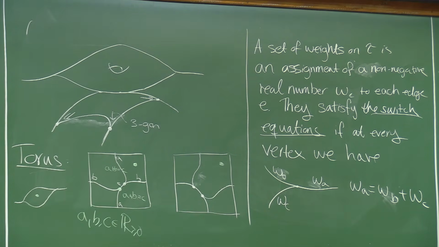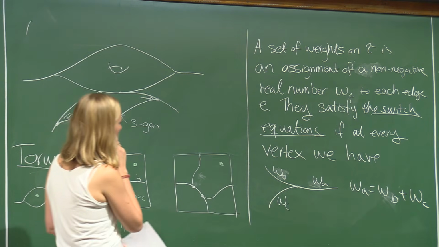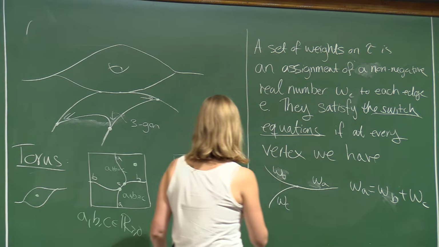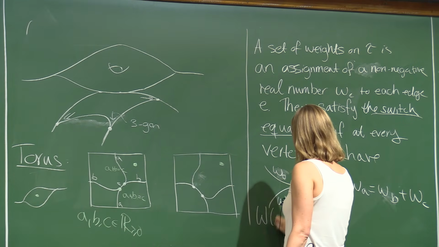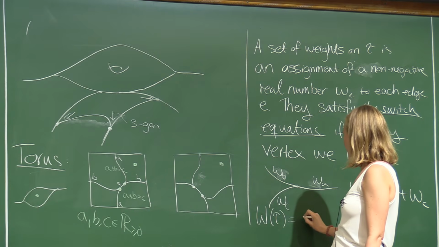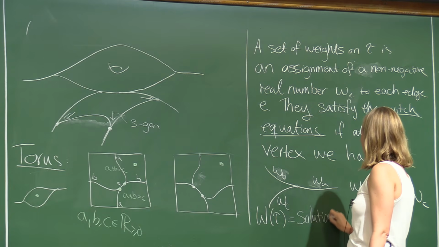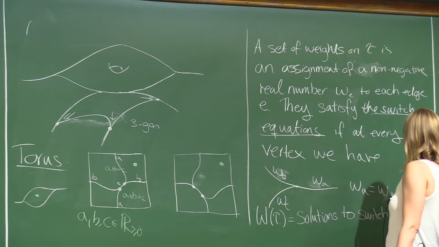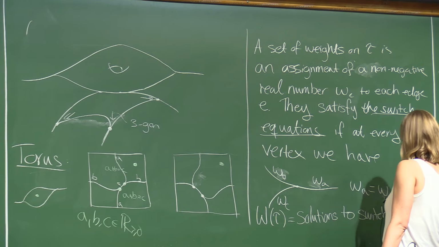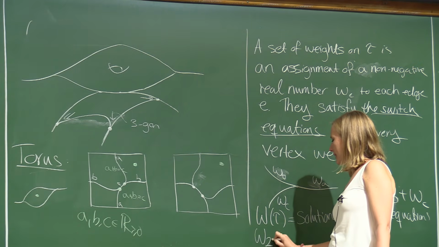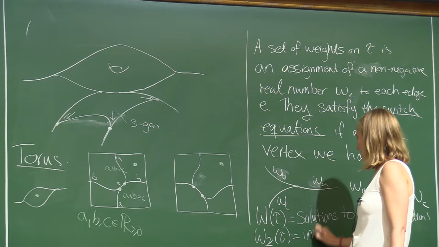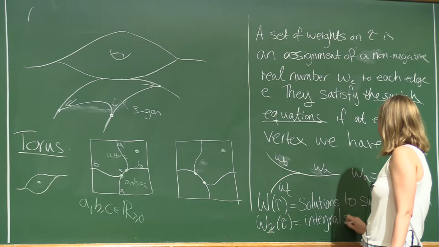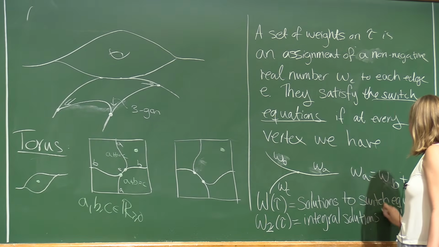So let me relate this back to curves. Maybe some notation. So this is a set of weights. So let me say W of tau is going to be the set of solutions to the switch equations. And W sub Z of tau is going to be the integral solutions to switch equations.